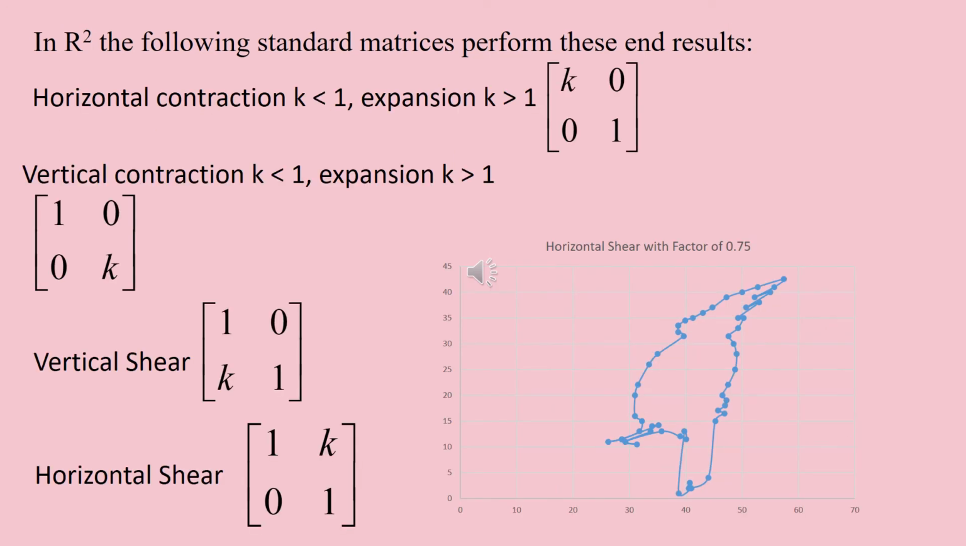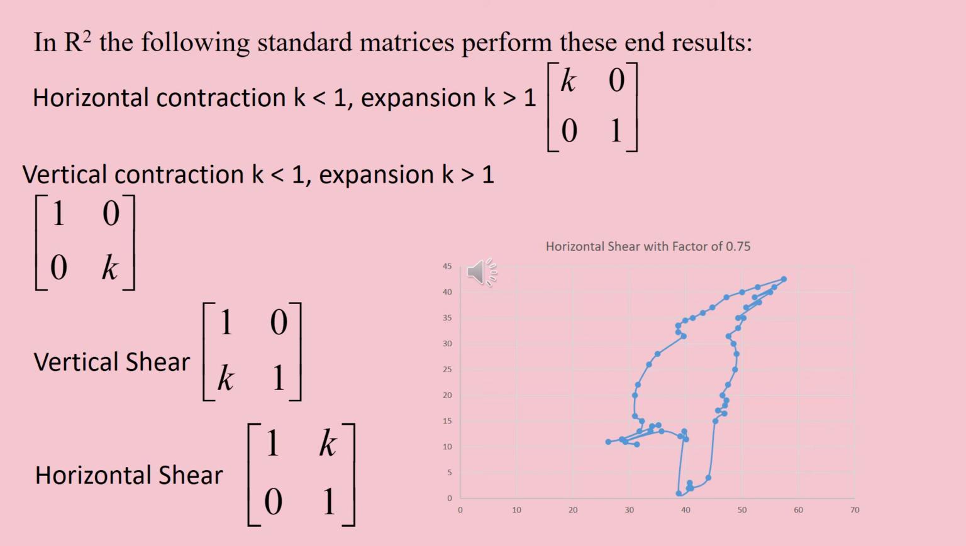Besides flipping images and turning images, we can also skew images, and squash them or stretch them out. So horizontal contractions or expansions, meaning I'm stretching or squashing horizontally, is accomplished by first column some constant k and then 0, and then second column 0, 1. And that will stretch or squash my image horizontally.